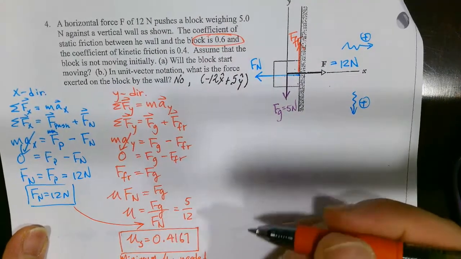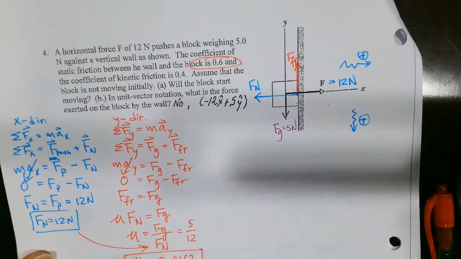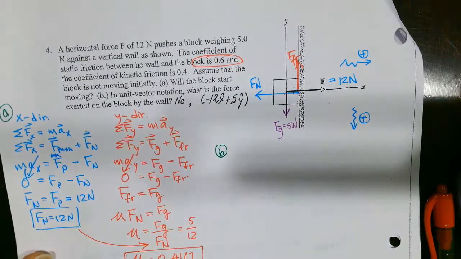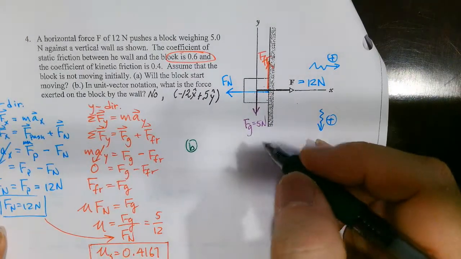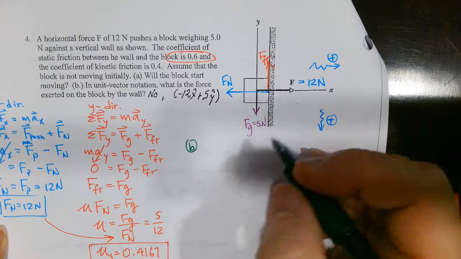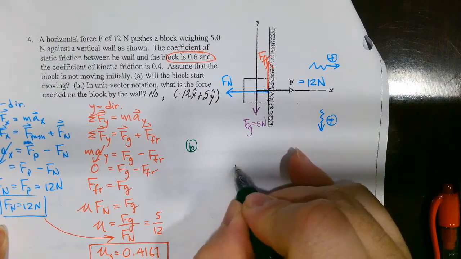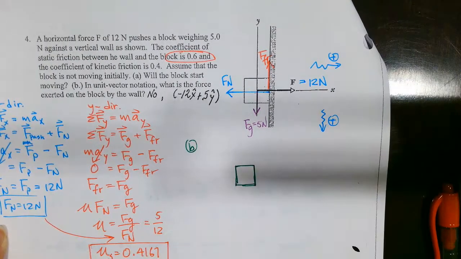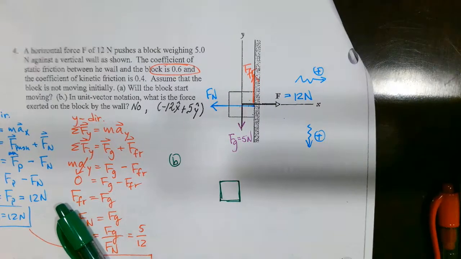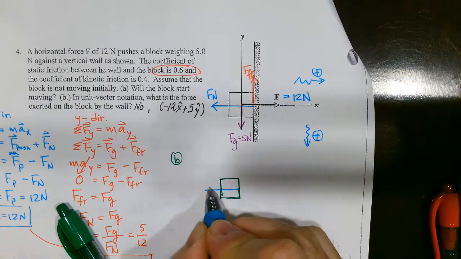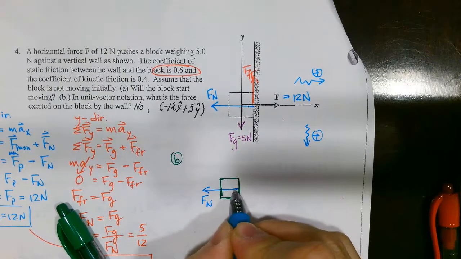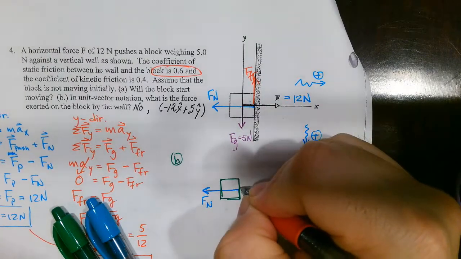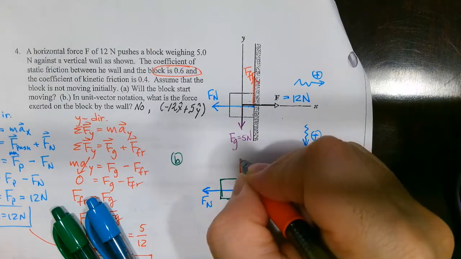Now let's take a look at part B. So this is part A. For part B, in unit vector notation, what is the force exerted on the block by the wall? If we have the block right here, the forces acting on the block by the wall are two forces. One is the F normal, from the wall to the block, and the other is the frictional force from the wall to the block, like so.